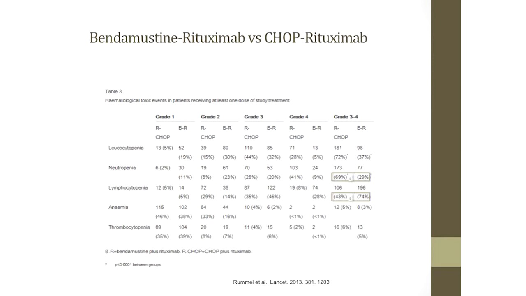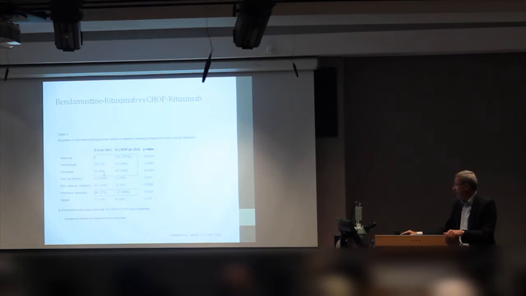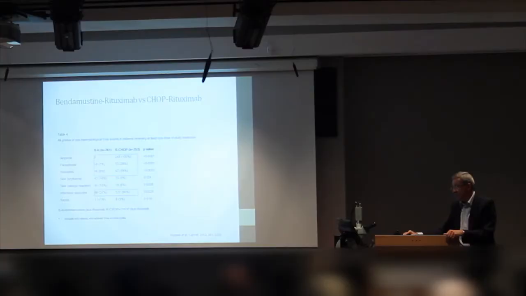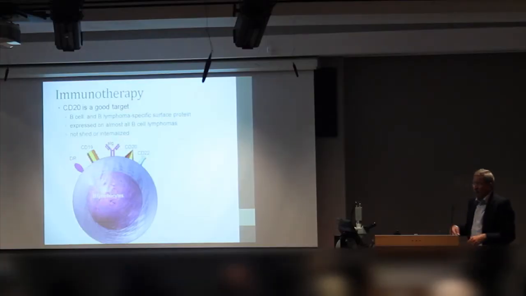This shows the neutropenia. It was cut in half with bendamustine and Rituxan as opposed to CHOP and Rituxan. So that's a big improvement. In addition, it didn't cause hair loss, there was less numbness or paresthesias, it didn't cause as much soreness of the throat, and there was less infection. So it is a very good drug. It's now our standard of care drug for patients with indolent lymphomas in combination with rituximab. So that's an advance in the field of cytotoxic drugs.